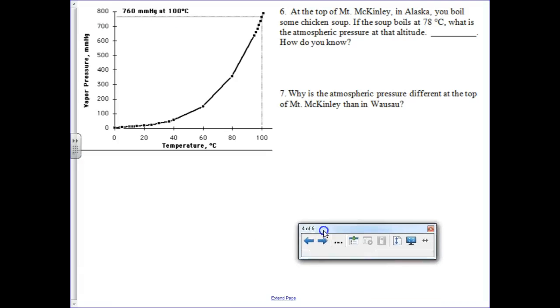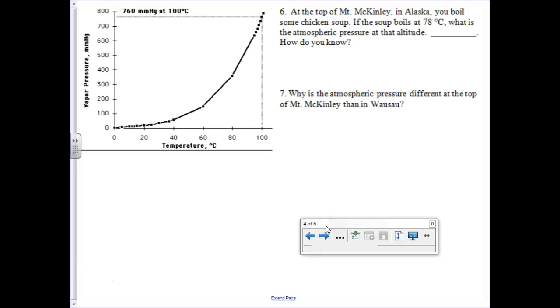Okay, let's keep going. At the bottom of this front page, I have a graph for you. That graph's going to help you answer question number 6. Question 6 says, at the top of Mount McKinley in Alaska, you boil some chicken soup because, you know, climbing mountains is tough work and you're hungry. Okay? And it's cold, probably. What better food than chicken soup on a cold mountaintop? Anyway, because you want it hot.